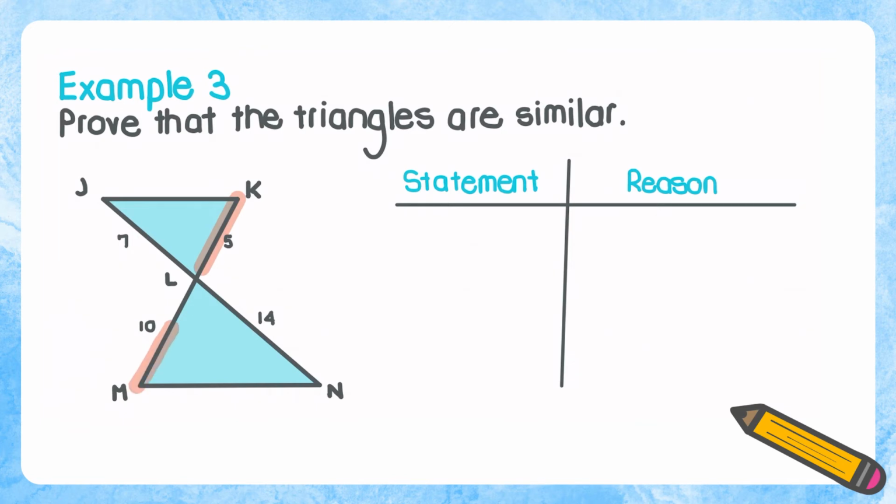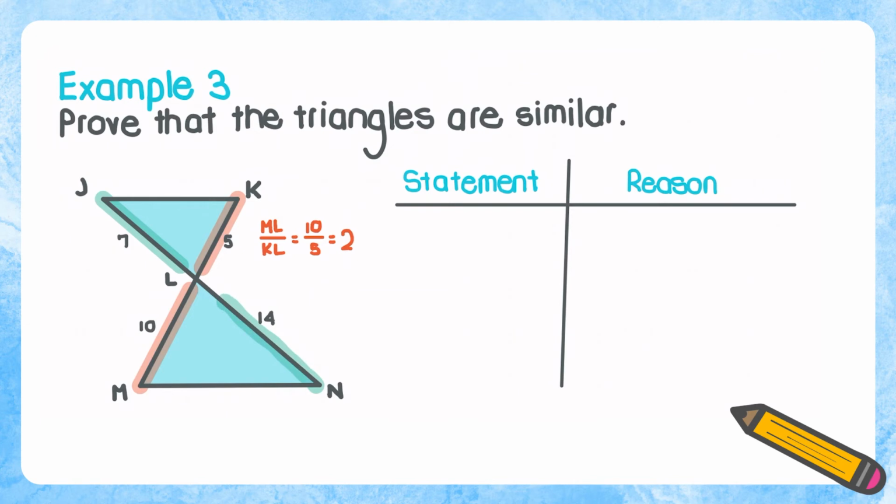Notice in this diagram, side KL corresponds to side ML. So let's write out the ratio for this pair of corresponding sides. Side ML over KL equals 10 over 5, which is 2.